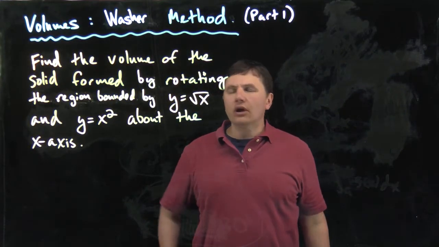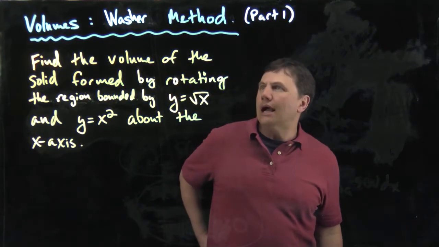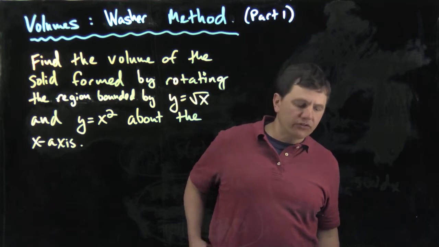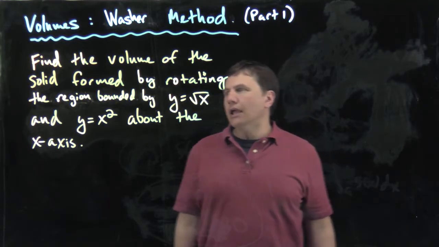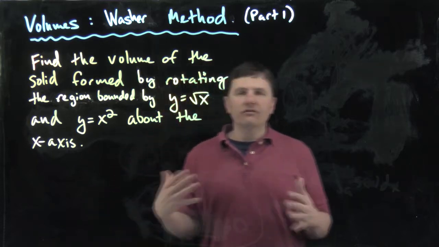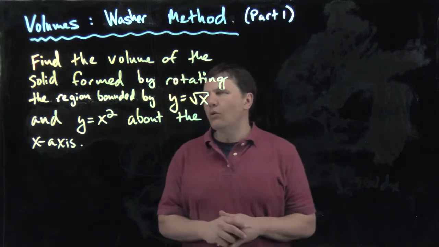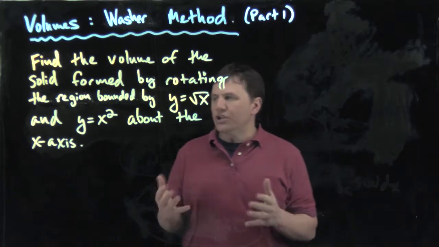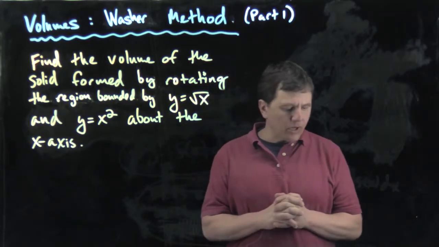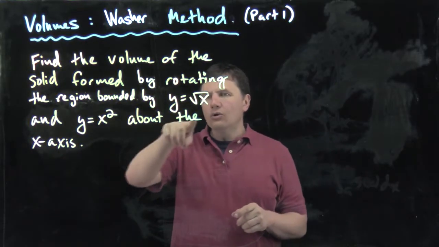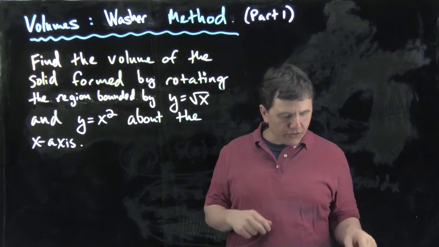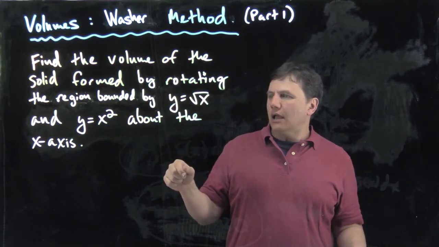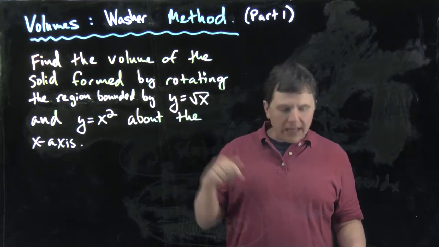All right, this is one of two videos I'm going to be doing on the washer method. So we're going to start with a fairly basic situation. Once again, we're dealing with a volume, a solid. We're going to find the volume of a solid formed by rotating a region about a particular axis. So in this one, we're going to start with rotating y equals square root of x and y equals x squared, that region. We're going to rotate that about the x-axis.